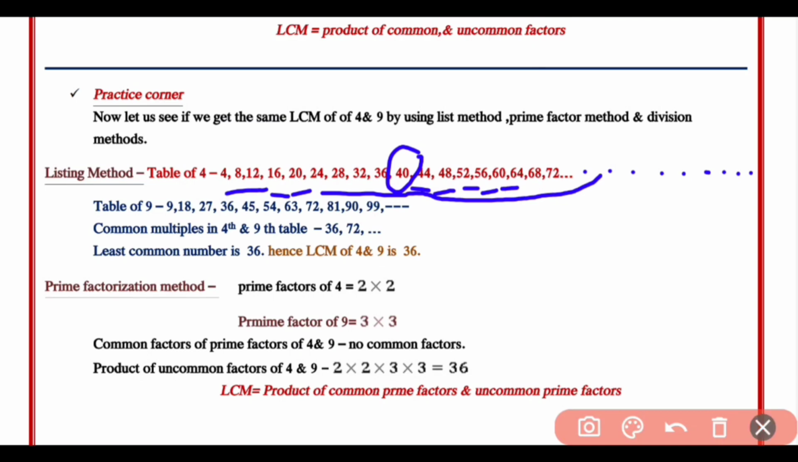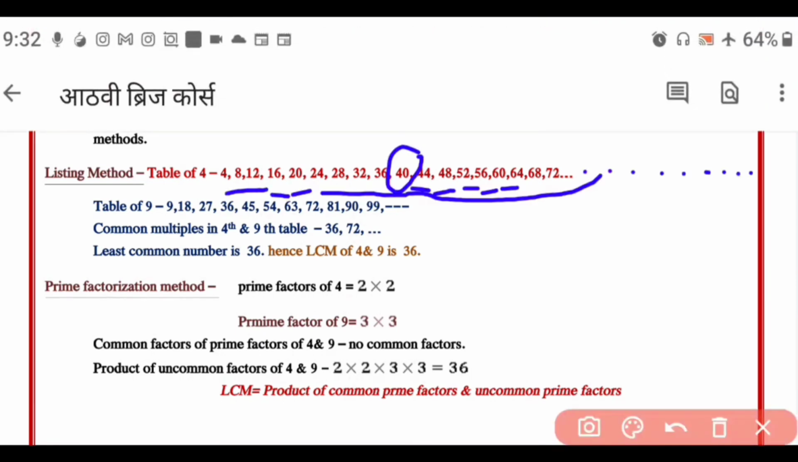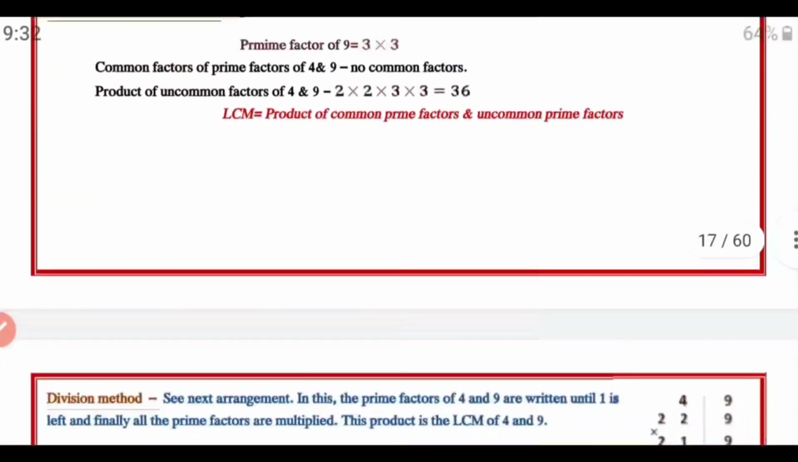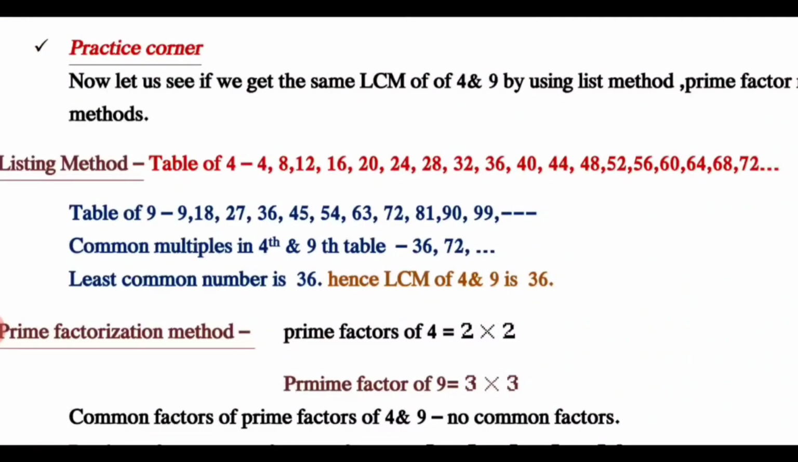You all have seen it. Now let us see the table of 9. The table of 9 is also written over here, as you all can see. The table of 9 is written, the table of 4 is written, and then we have to write the common multiples from these tables. 32 is not there in the table of 9, but 36 is common. Before 36 no number is common.